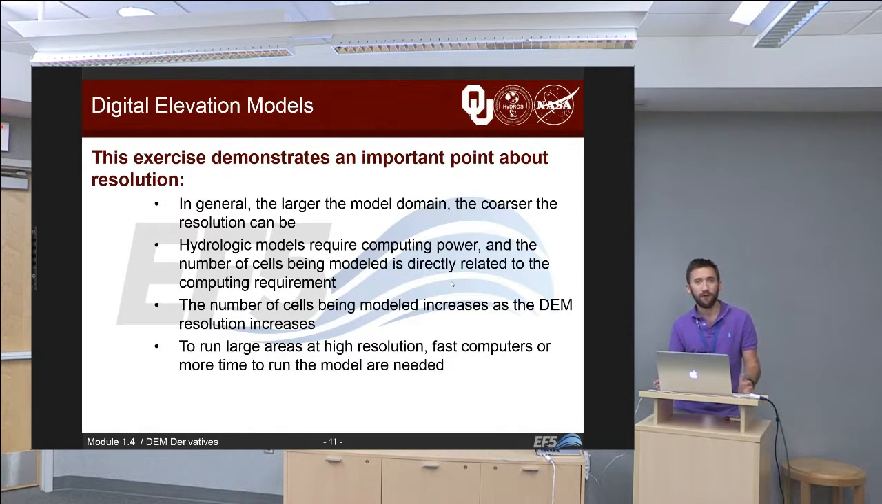In general, the larger or more spacious the model domain is, the coarser the resolution can be. Hydrologic models require computing power, and the number of cells being modeled is directly related in general to the computing requirement. So a higher resolution DEM means you have more model cells, which means that the model is going to take longer to run. So the number of cells being modeled, that of course has to increase as that resolution increases. And running large areas at high resolution requires either fast computers or more time to complete the model run.